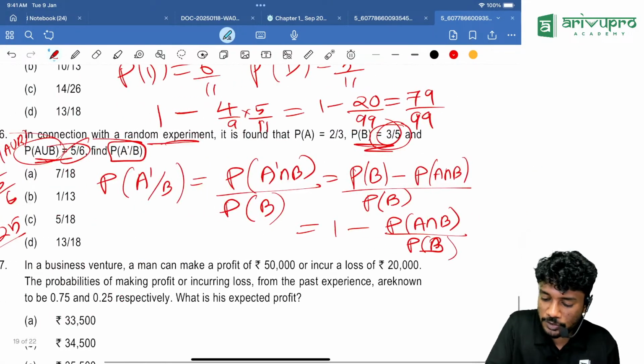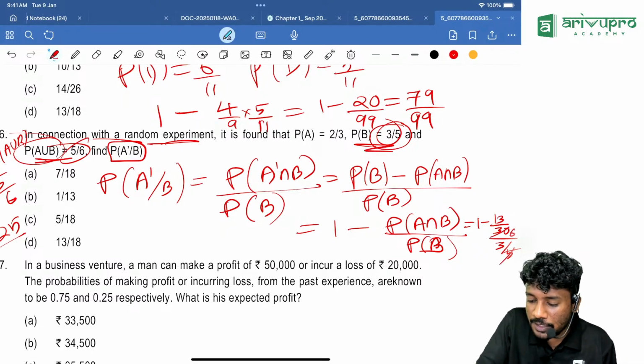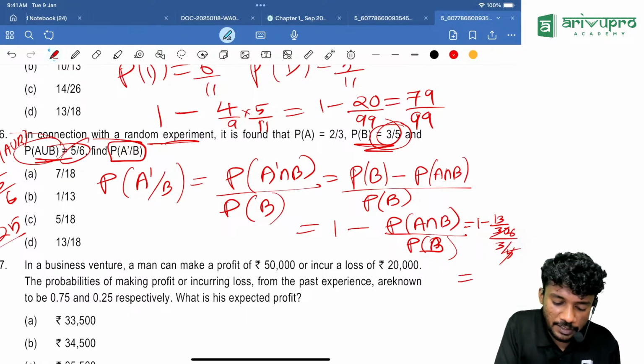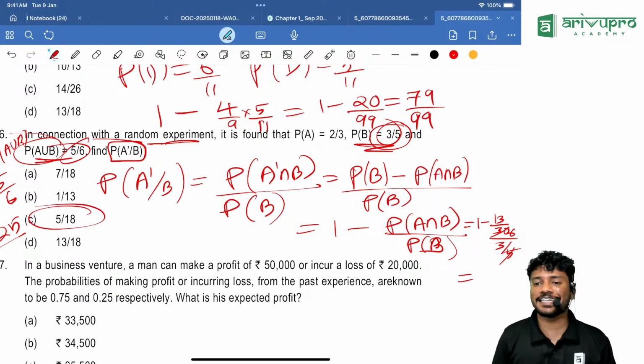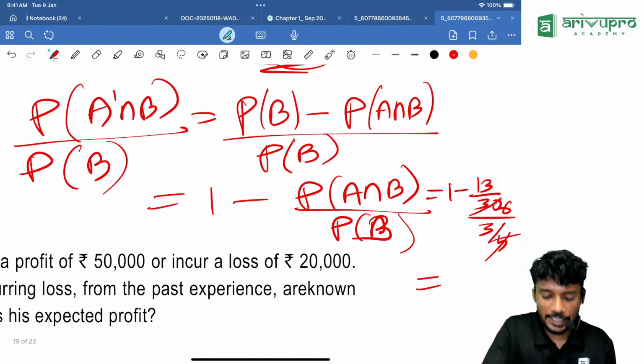So which is equal to 1 minus 13 divided by 30, divided by P of B, which is 3 divided by 5. How much is the answer? This cancels. Answer is option C, 5 by 18. Simple calculation. Understood? Everyone? Yes.